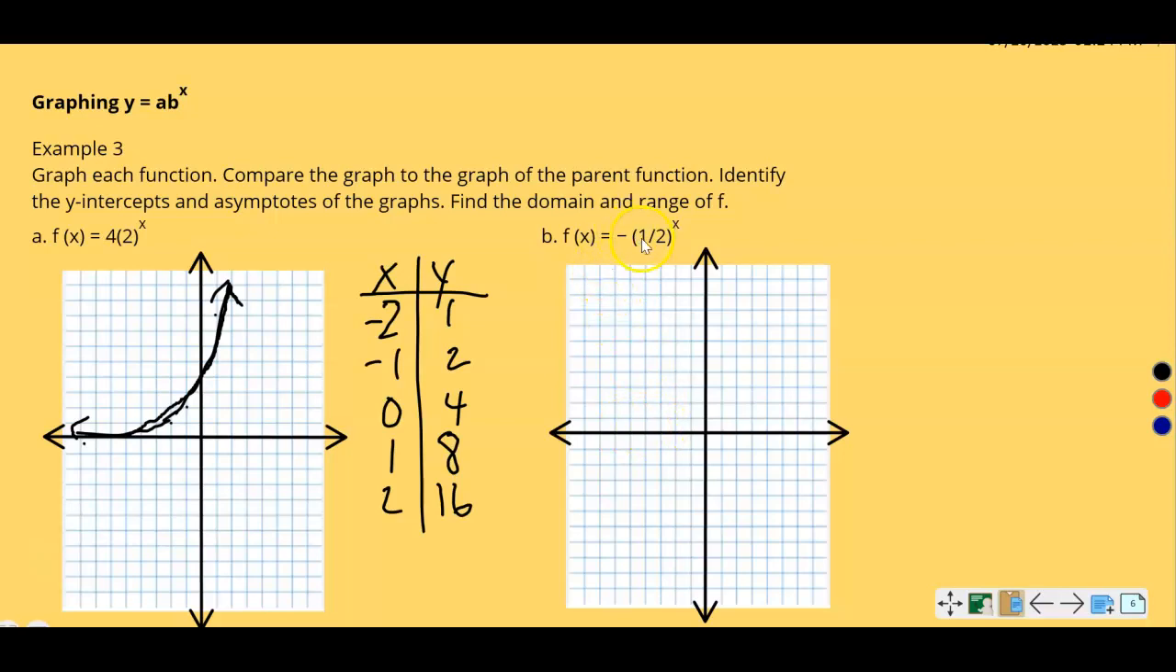All right, let's look at B part. It says negative times 1/2 to the x power. All right, so we know that the A is going to be -1 and my B is 1/2. That's a decay factor because B is between 0 and 1. And my y-intercept should be at -1. But again, let's look at the table of values. Again, I can choose any values I want. I'm going to choose -2, -1, 0, 1, and 2.